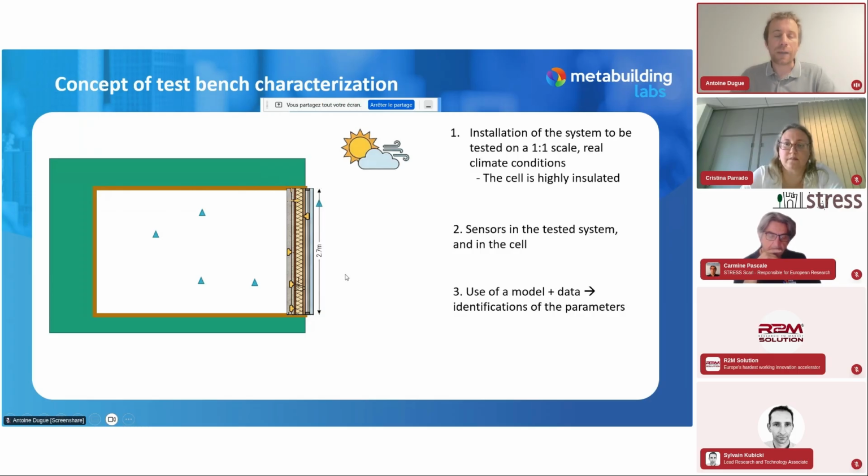We are going back on these in a few minutes, but sensors that can be installed obviously in the cell or potentially even directly into the tested element. And then we are going to use some models and the data that we are going to collect through the monitoring in order to identify the characteristics, the key performance indicators of the tested elements.